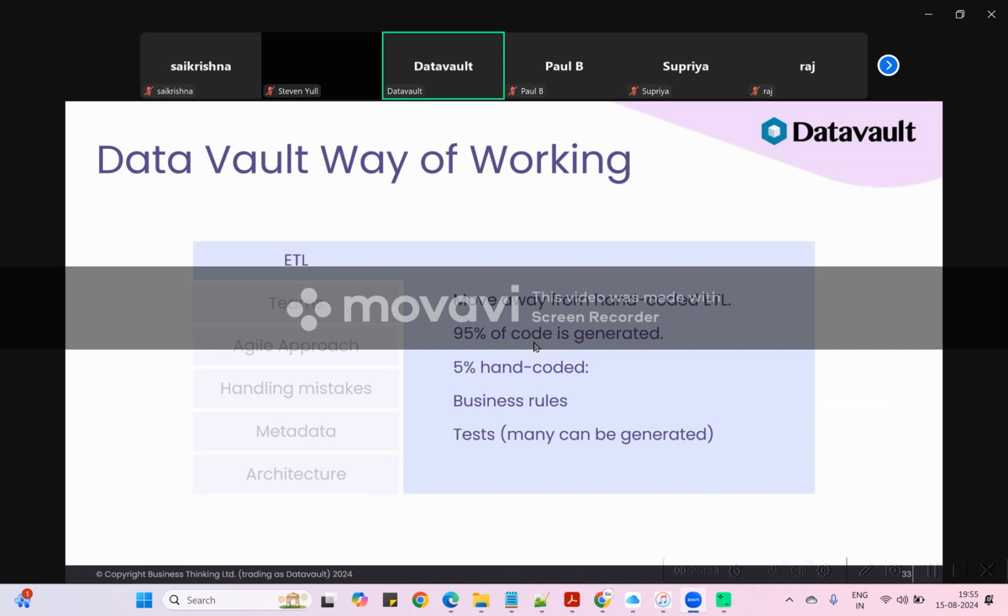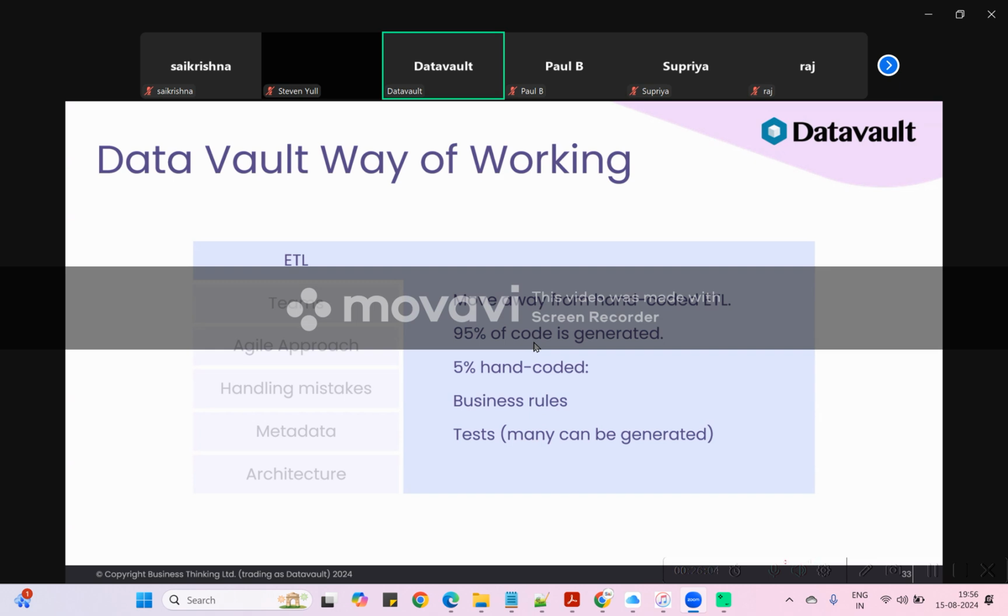So by generation, that gives us consistent, high quality code just produced from the metadata that you're working with. And what's left behind, the 5%, is for your customized pieces. So work here, so business rules, testing. How many of you got a test harness around your current warehouse? Not many customers I visit have a good test harness in place.